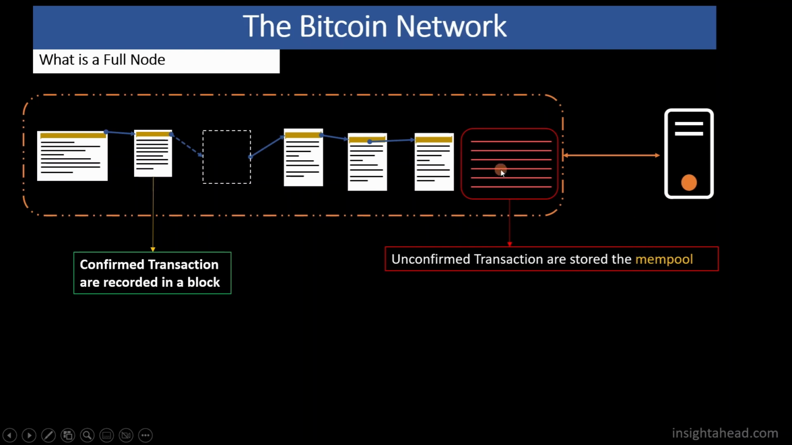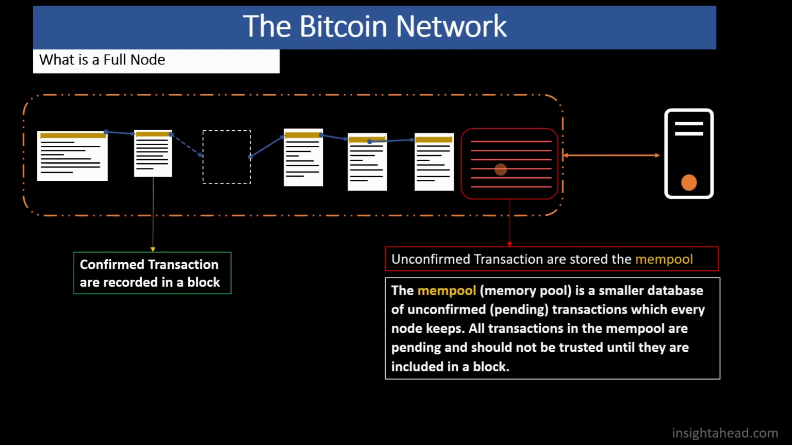That means these are transactions that were submitted to the network. They might be technically valid, but are not yet included in a block. As long as a transaction is not included in a block, it's not a confirmed transaction. You can think of it like making a bank transfer to somebody, but the money has not yet been booked from your account. So the memory pool is just a small database of unconfirmed or pending transactions which every node keeps. All transactions in the mempool are pending, and you should not trust a transaction until it is included in a block.